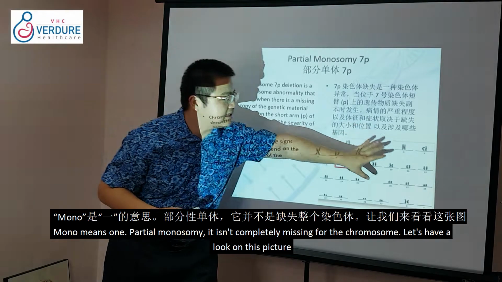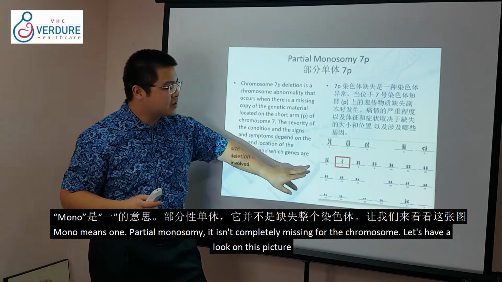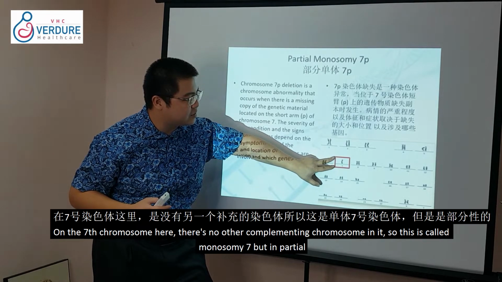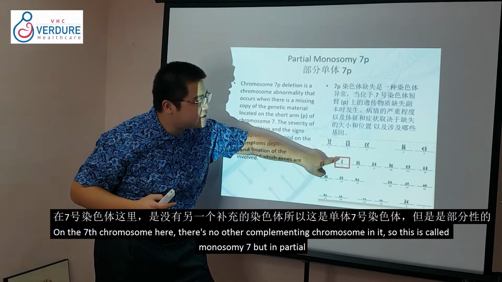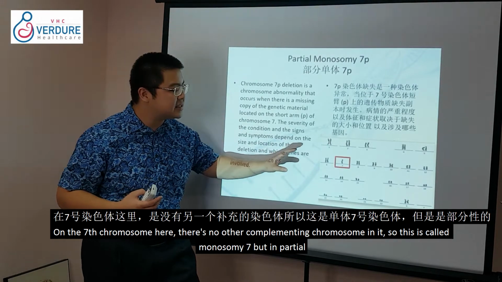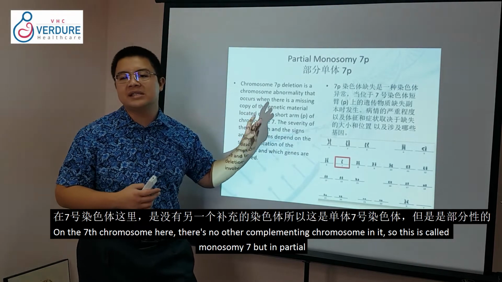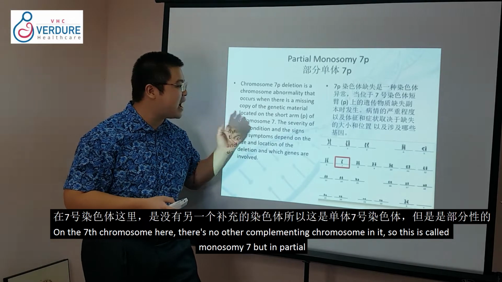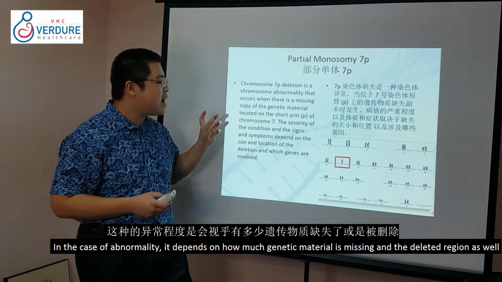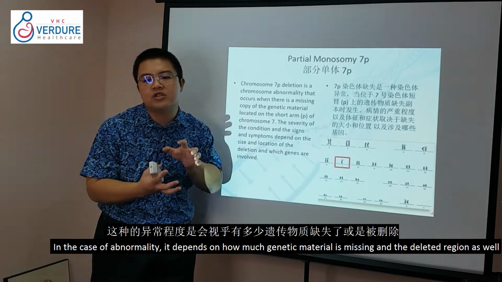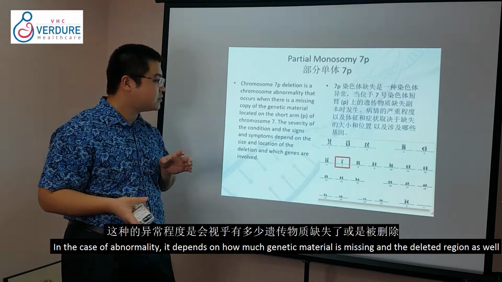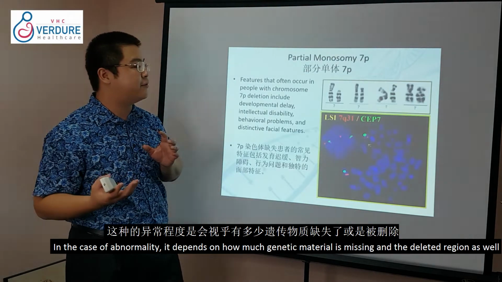Let's have a look at this picture first, if you don't mind. On this 7th chromosome here, you can see that there is no other complementing chromosome with it. So this is called monosomy 7, but now it's partial. In this abnormality, it depends on how much genetic material has been missing, and also the deletion region as well.